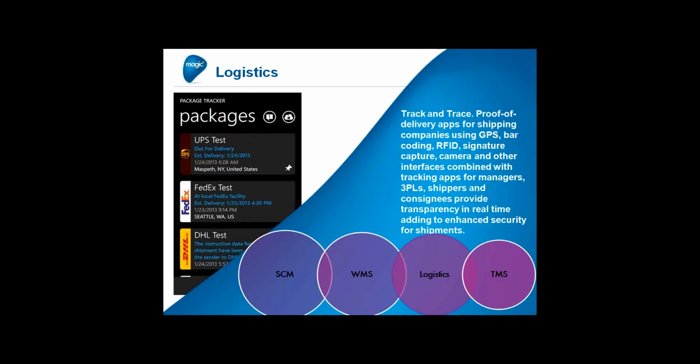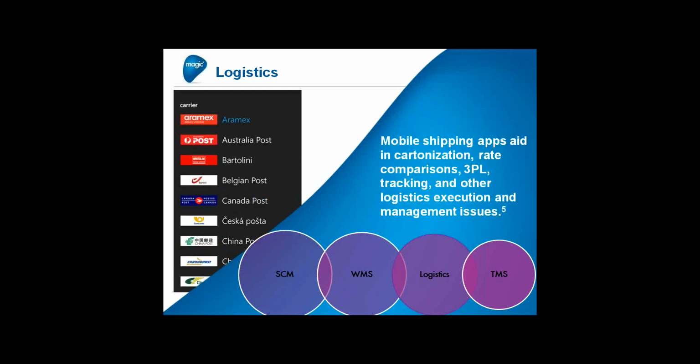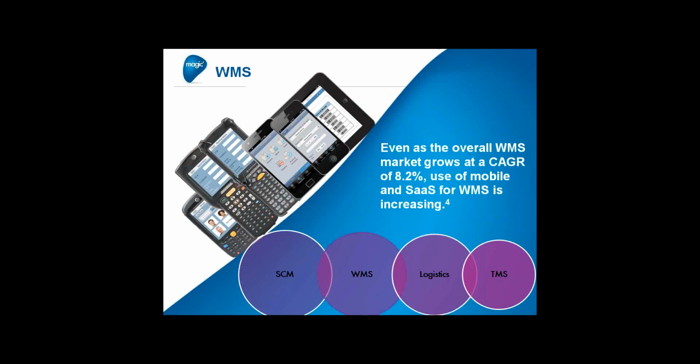And we can also see this in the need for things like track and trace, the proof of delivery apps for shipping companies. And these are going to use device capabilities like GPS, like barcoding, RFID, signature capture, the camera, and other interfaces. So that's why we're focusing on some of these things in the demonstration today that show you how you can create magic apps that really are custom and take advantage of these capabilities of your mobile devices. Mobile shipping apps are therefore a big part of what people are talking about in the market today.